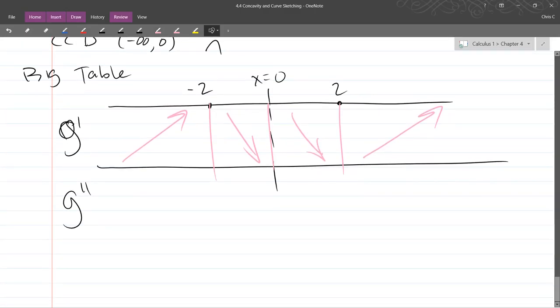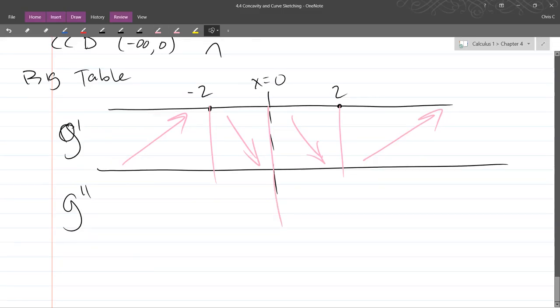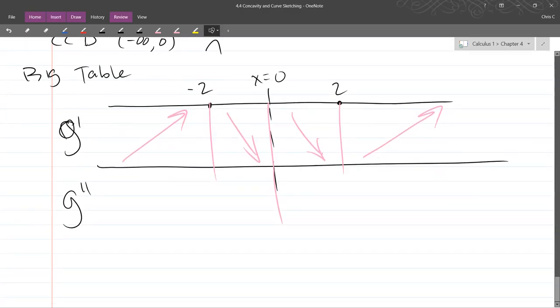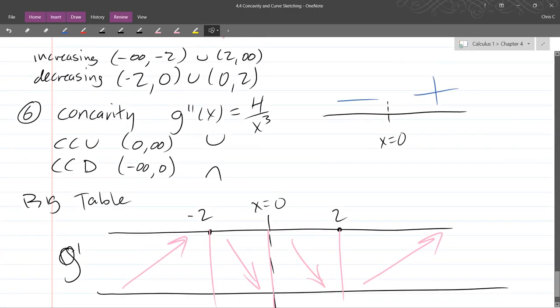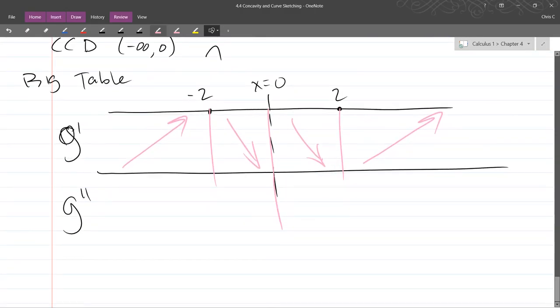G double prime told me different information. G double prime said concave up from 0 to infinity, so concave up like this, and concave down over here. So this is the information G double prime told me.